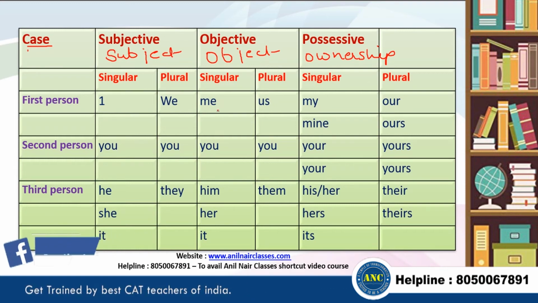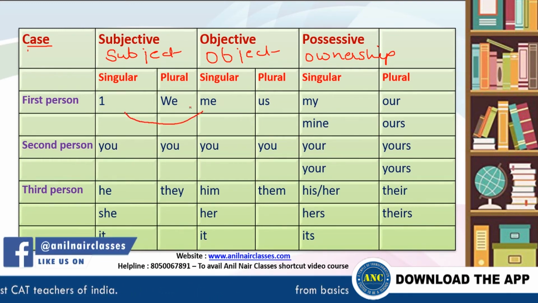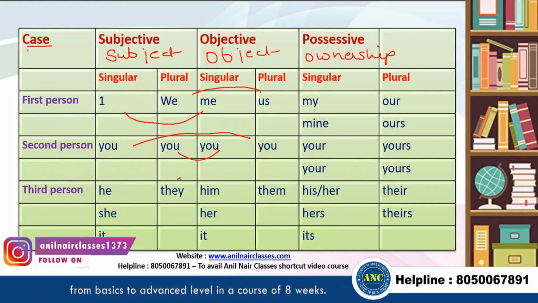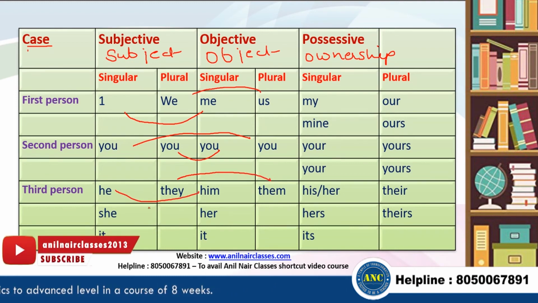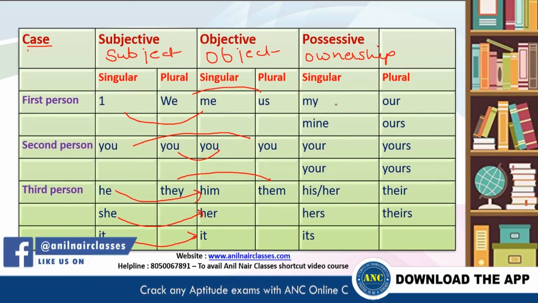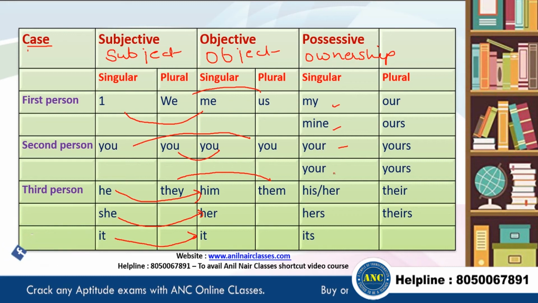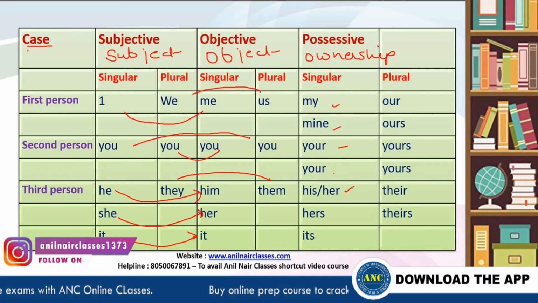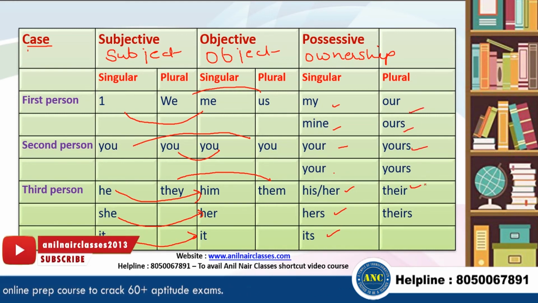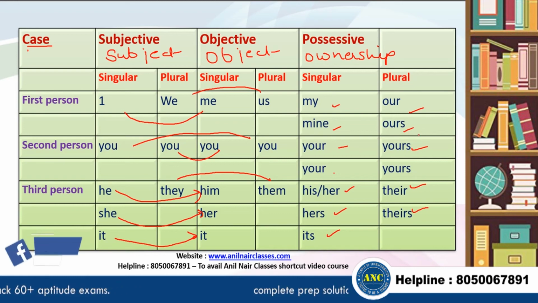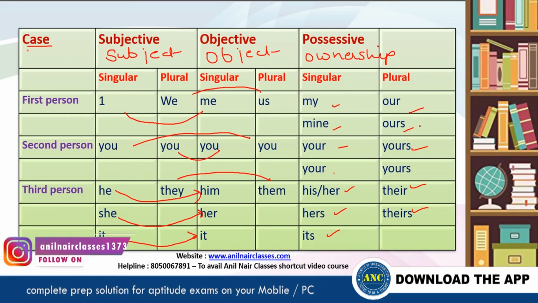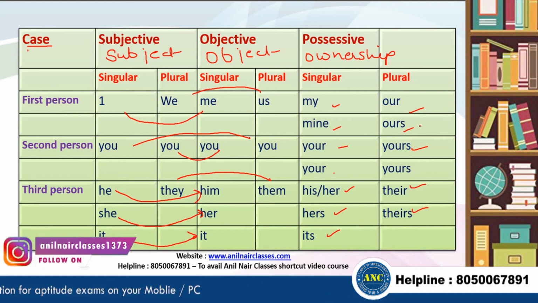Like for I it will be me, for we it will be us. For you it will be you only, right? For they it will become them, for he it will be him, for she it will be her, and for it will be it only. Possessive pronouns are my, mine, your, yours, his, her, hers, their, theirs, its, right? So our, ours, yours, their, theirs, these are all your possessive pronouns. In detail we have already discussed this in the previous slide. So even the pronouns have three cases: the subject case, object case and the possessive case.